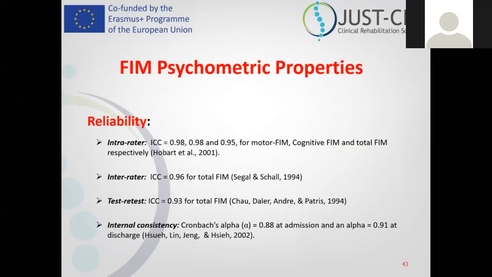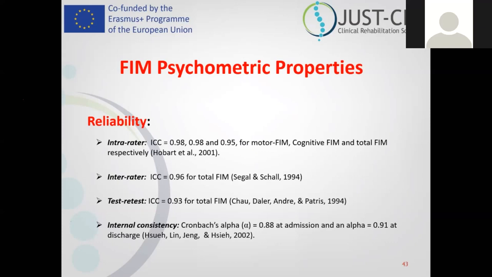So the intra-class correlation coefficient for the inter-rater reliability is also high at 0.96 for total FIM. The test-retest reliability, which is just to remind myself and all of you, is that the measurements are done at different times. So time is of essence in evaluating test-retest reliability. And whenever different assessments at different times are done, they found that the intra-class correlation coefficients for FIM were 0.93 for total FIM. Why do I say total FIM?